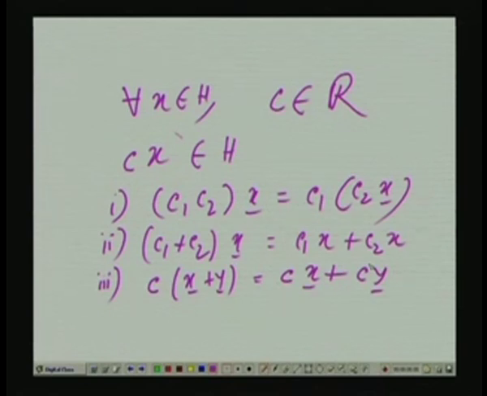These basic conditions should be satisfied for any space to be a vector space, and we are seeing that these are satisfied for our H, where H is the set of all possible random variables.